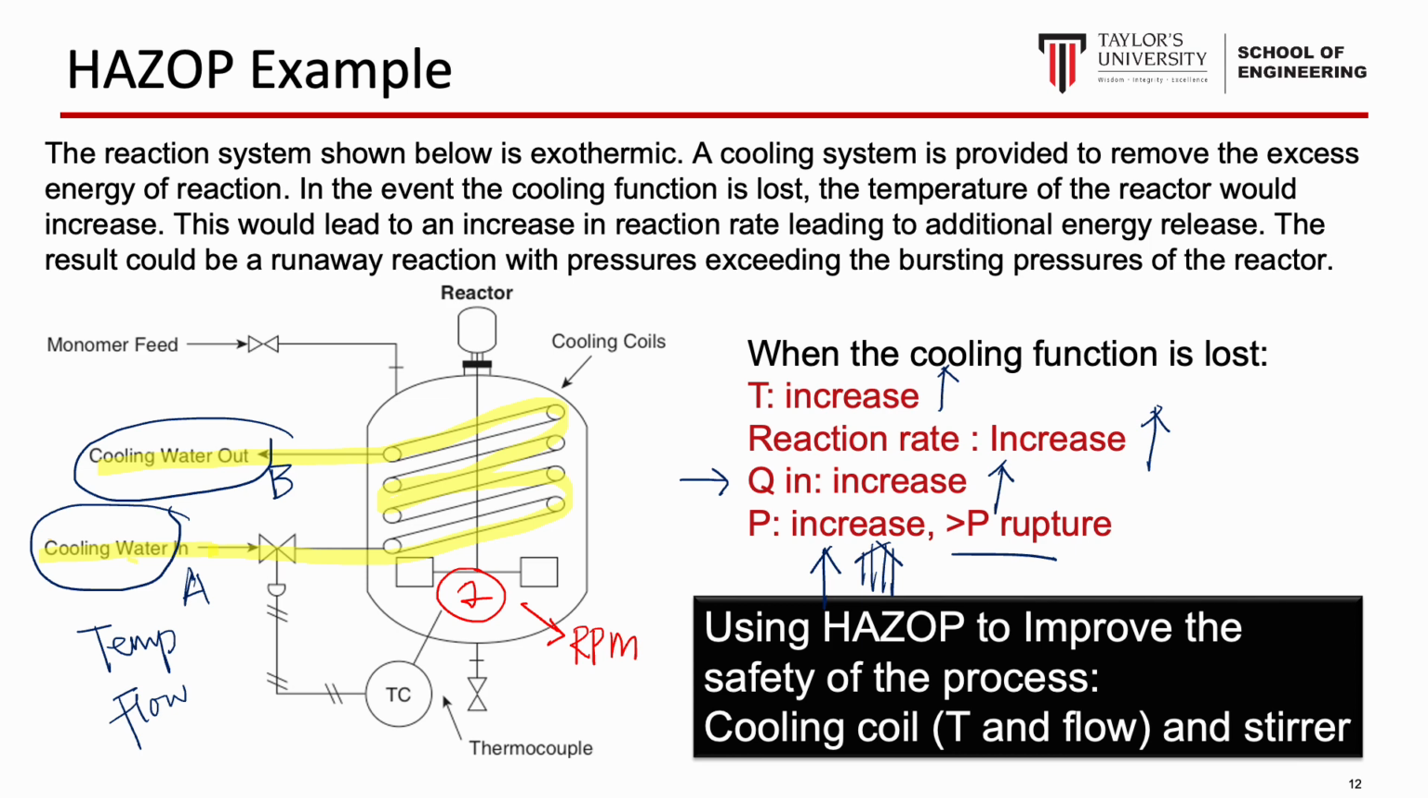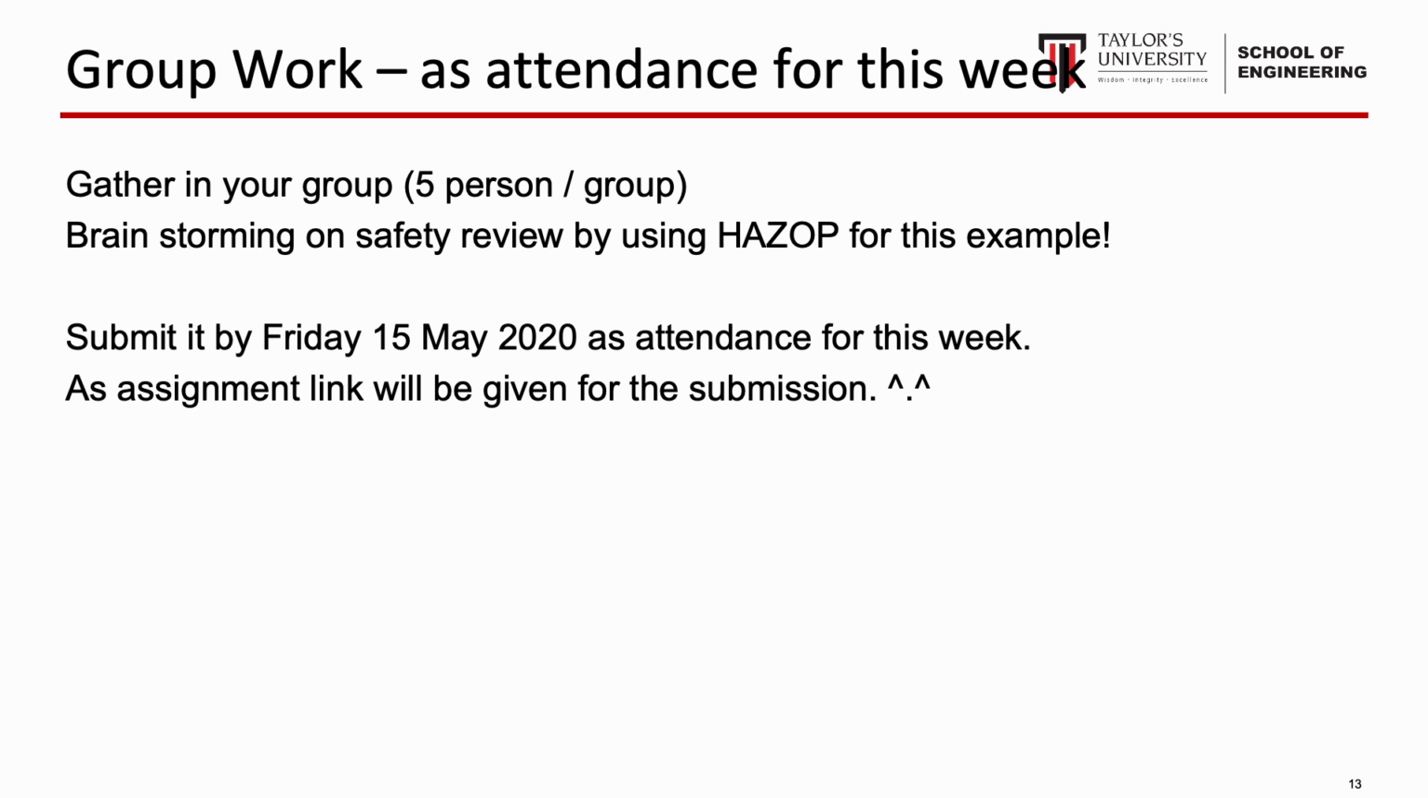Okay, so this is a homework. Gather in groups of 5, find your own friends, and have your online class, online discussions, to brainstorm on the safety review by using HAZOP for this example. It's easy to use Google Spreadsheet in this case. You just put in the columns like what I showed you earlier. So you have your study nodes, and then you have your parameters, your guide words, and then what could go wrong, the potential causes and the potential consequences, and what actions you want to take.